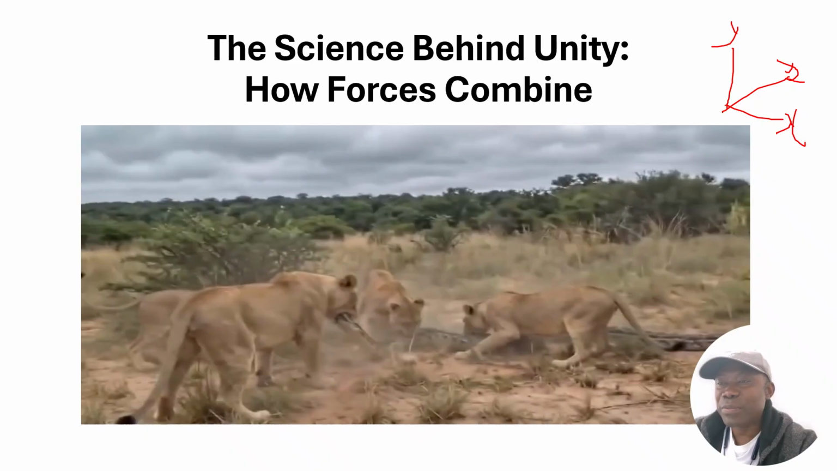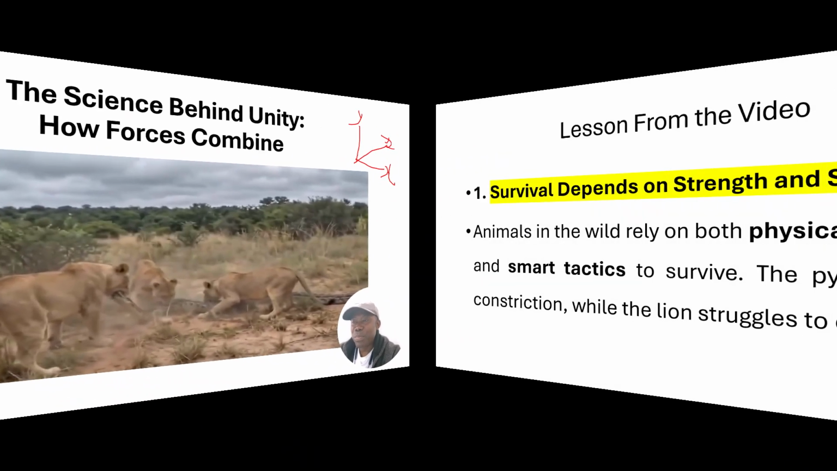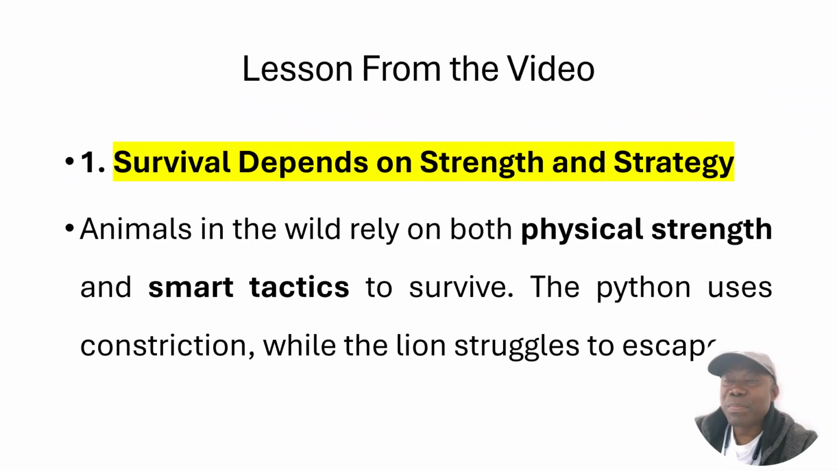Let's watch lesson 1. I put this here: survival depends on strength and strategy. Animals in the wild rely on both force and smart tactics to survive. The python uses constriction while the lion struggles to escape. So the next lesson I can talk of.